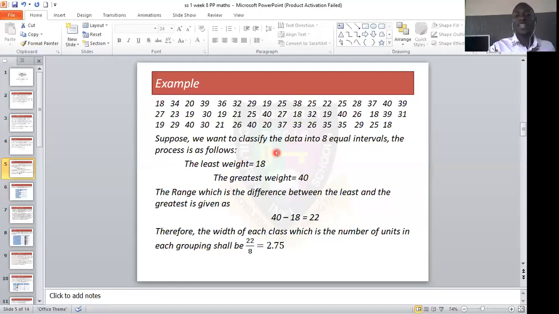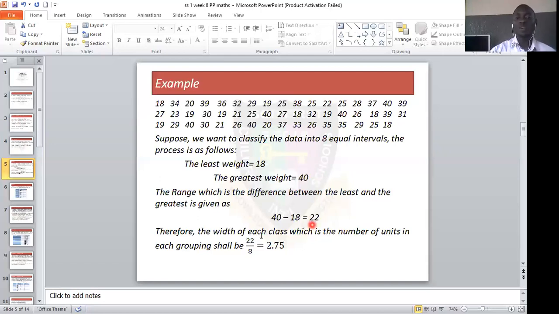Find the least number, which is 18, and the highest number, which is 40. Find the range. Range means the difference between the highest and the lowest. That is subtracting the lowest data from the highest data, you get your range. So 40 minus 18 will give you 22.